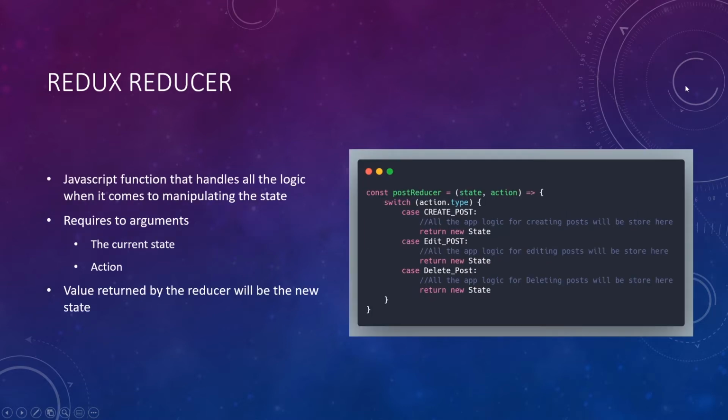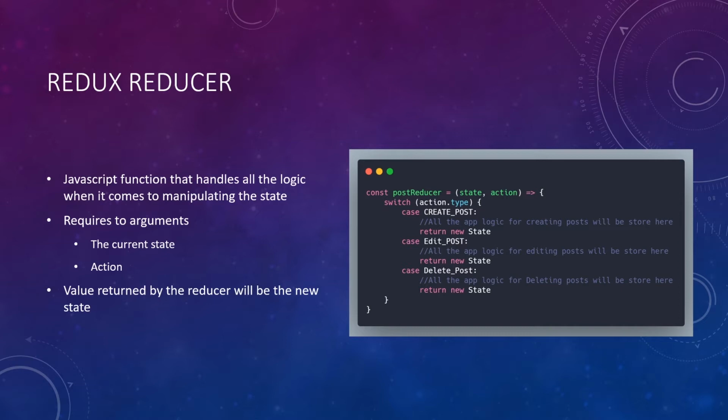Now we've got the reducer. So this is one of the more important parts of Redux, and this is where a lot of the logic of our application is going to take place. The reducer is a plain old function, and I can't stress that enough. It's not a special Redux function. We don't need to import anything from Redux to create a reducer. It is just a plain function.